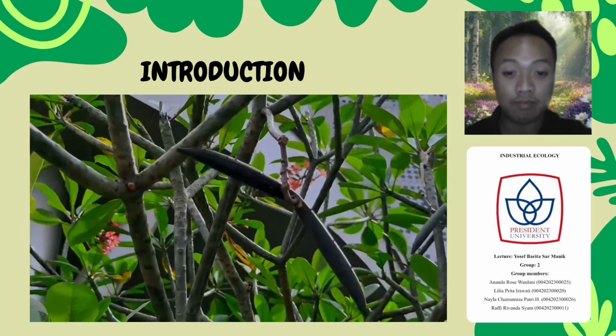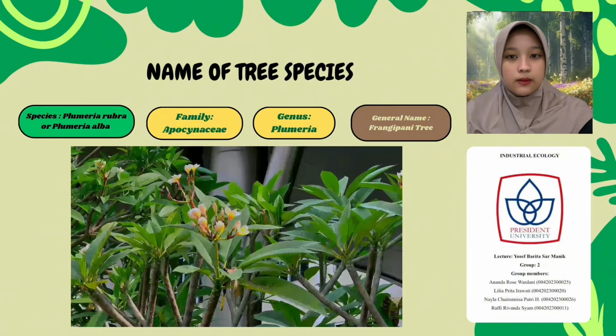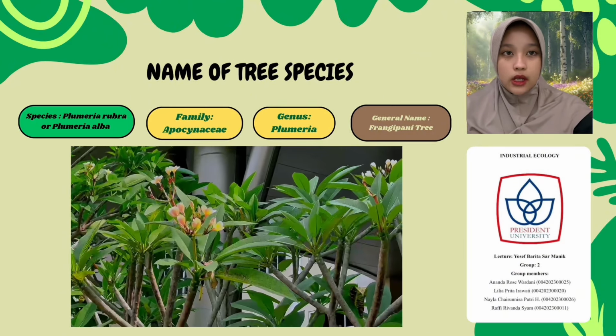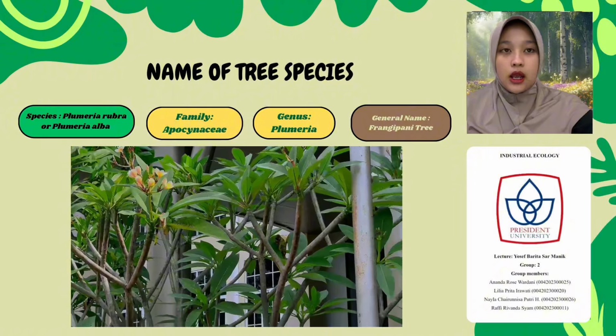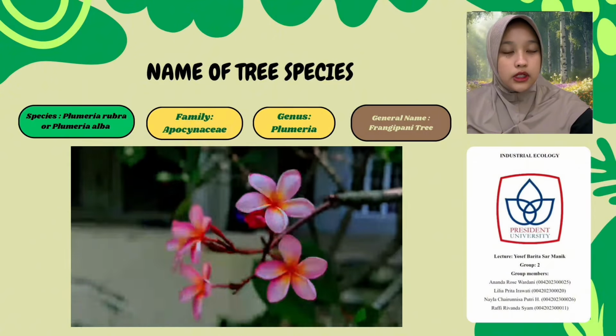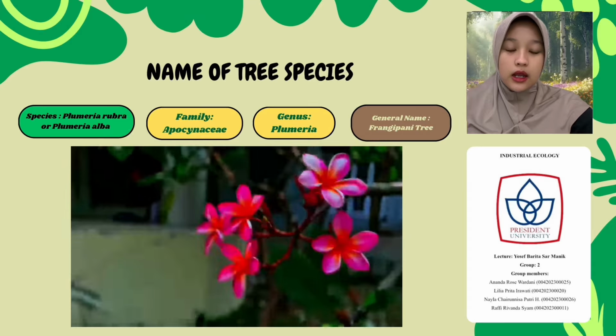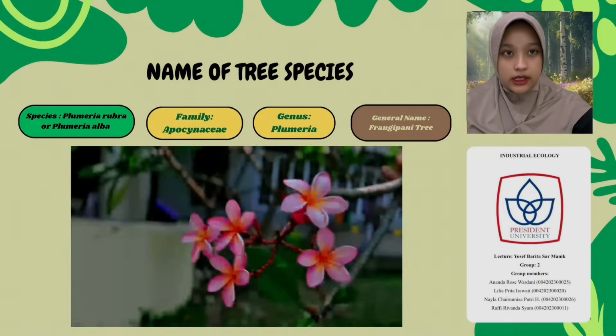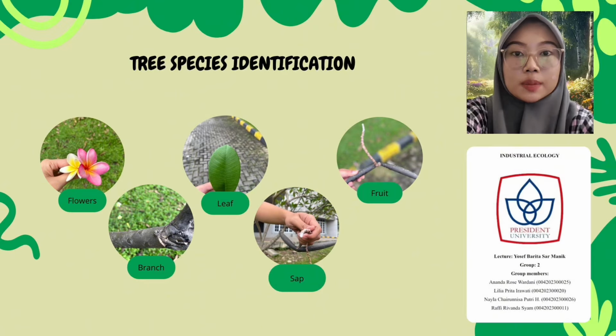industrial applications. So, the name of the tree species is Plumeria rubra or Plumeria alba, from the family Apocynaceae, the genus Plumeria, and the general name is frangipani tree. Okay, the next slide is tree species identification. The first one is flower, branch, leaf, sap, and the last one is fruit.